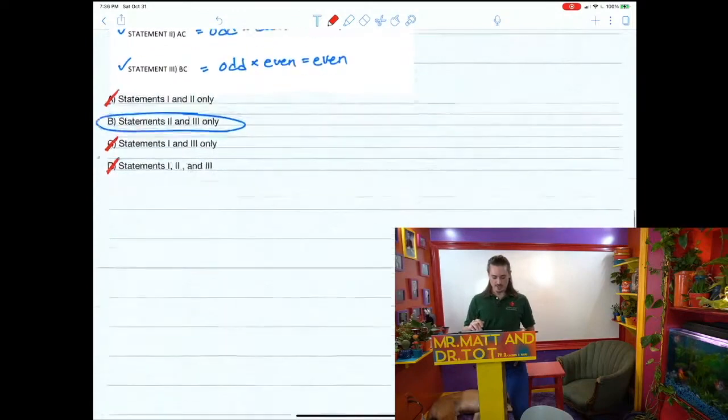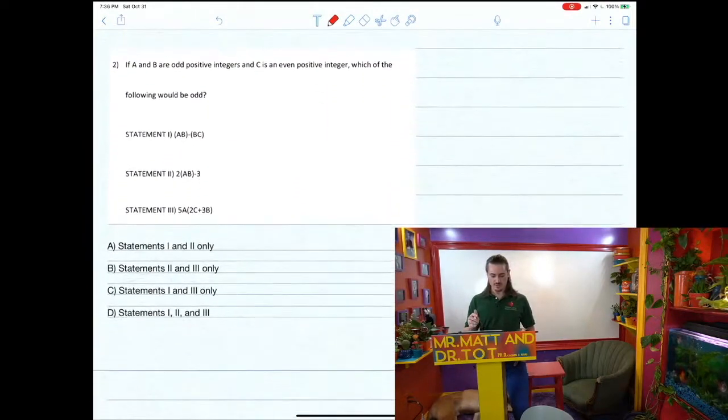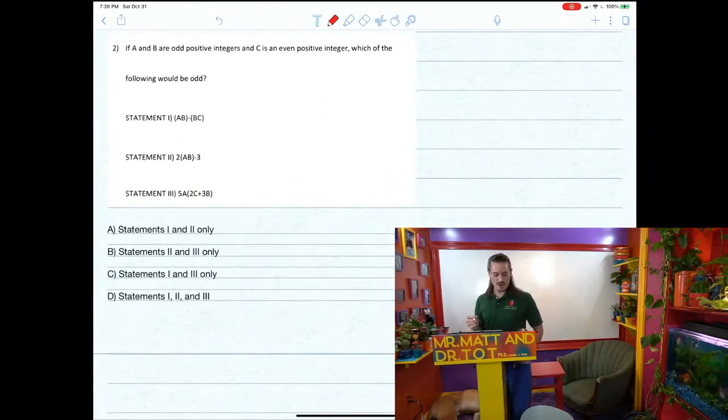Otherwise, let's look at question 2. I'm going to give you 3 minutes. Question 2 asks, if A and B are odd positive integers and C is an even positive integer, which of the following would be odd? Statement 1 says the quantity A times B minus the quantity B times C. Statement 2 says 2 times the quantity A times B, minus 3. And statement 3 says 5A times the quantity 2C plus 3B.